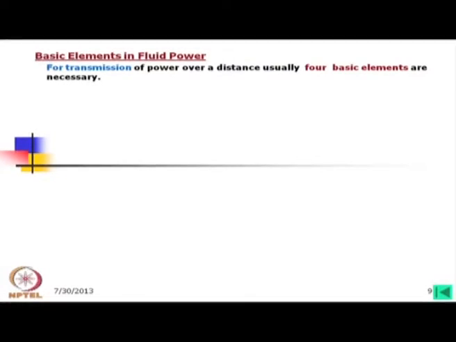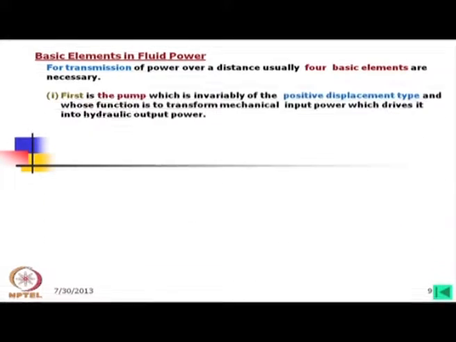Now, basic elements in fluid power. Already we have seen that for transmission of power over a distance, usually 4 basic elements are necessary. First is the pump, which is invariably of the positive displacement type and whose function is to transform mechanical input power, which drives it, into hydraulic output power.